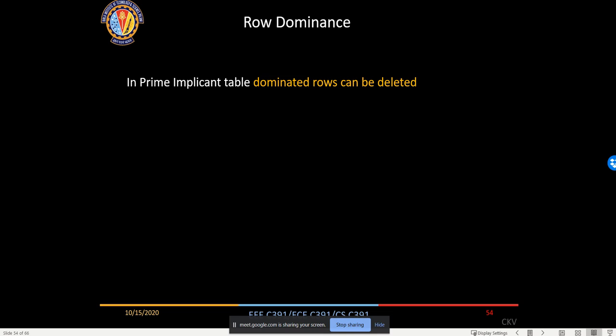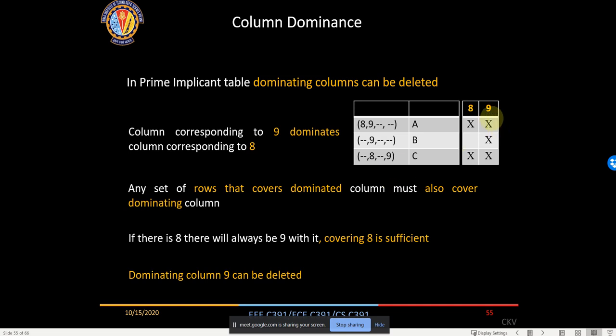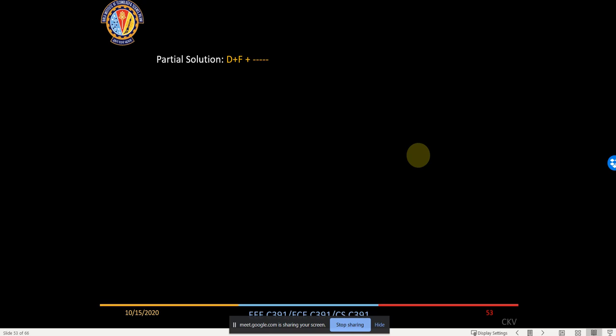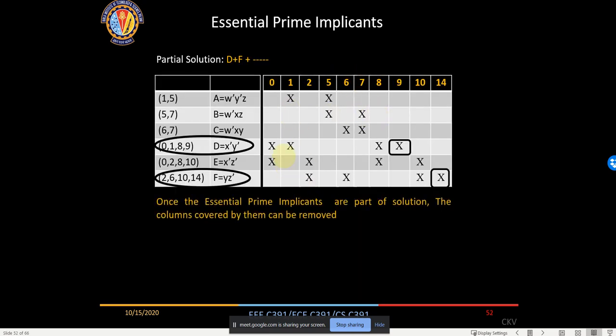Can you explain column dominance once in QM? Actually, we already did that here, previously. So this is column dominance: 9 here dominates over 0 and 0, 1 and 8. Correct. Okay, thank you, sir.